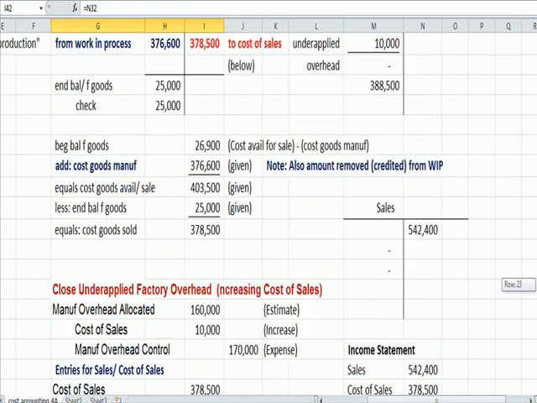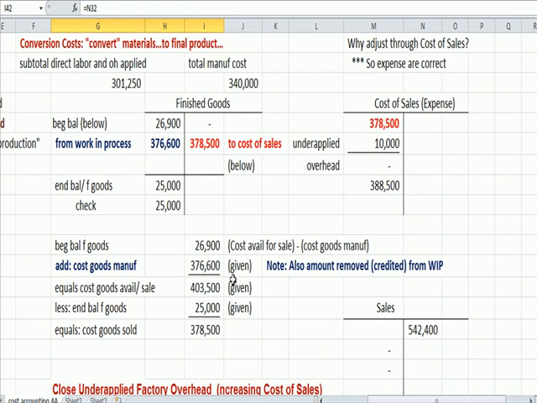Here's some other terminology up above. If we take the beginning balance of finished goods, we add in cost of goods manufactured, which is that amount that came in from work in process. If we add those two together, we get goods available for sale.